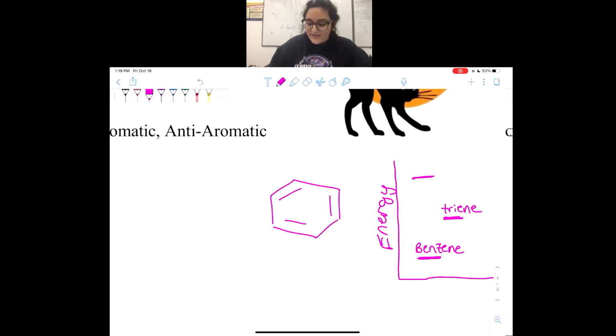And someone mentioned this, and I forgot to mention, just a hexane. So this is just a hexane, regular carbon chain, really high energy. If you have a triene or cyclohexatriene, which is another name for this, cyclohexatriene, this is what you expect benzene's energy to be, but it's actually all the way down here.